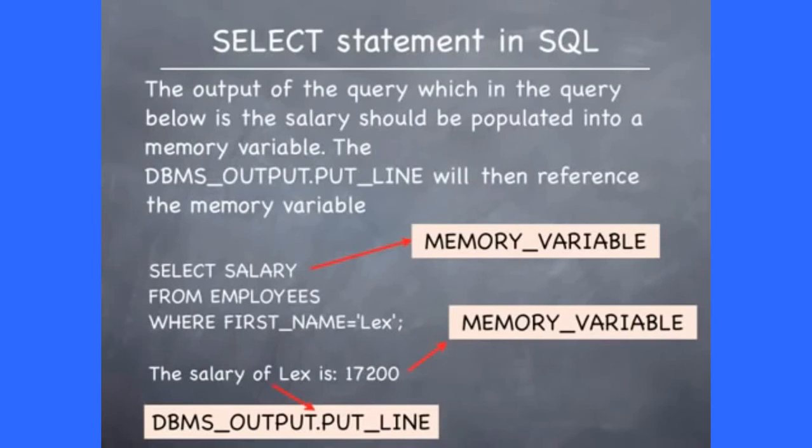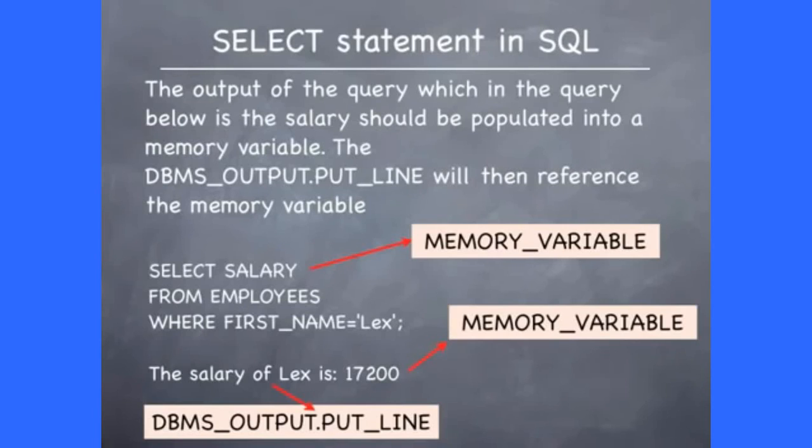In order to retrieve the salary and hold it in the program so that it can be referenced multiple times, you will need to create memory variables. The memory variable will be populated by the select statement and can be referenced any number of times within the program after that. On the slide, imagine that the salary retrieved by the query is put into a memory variable.